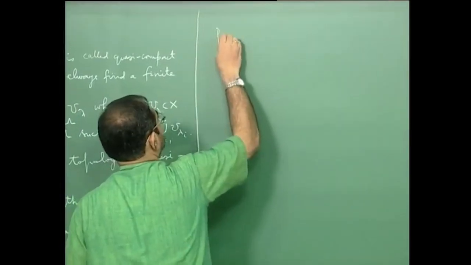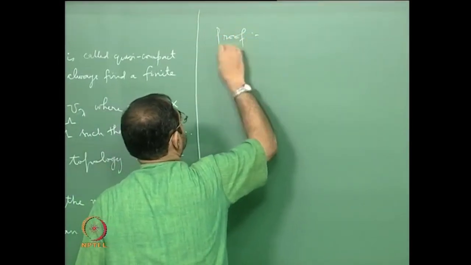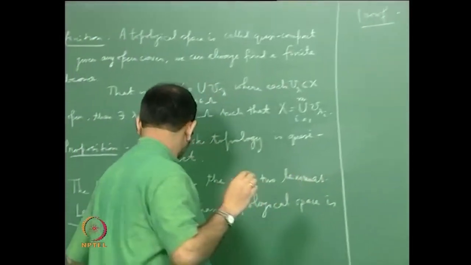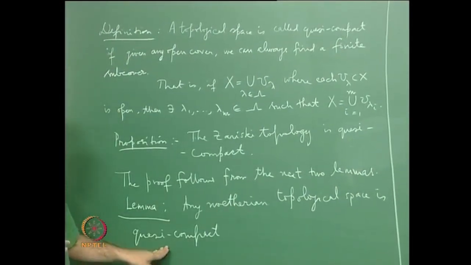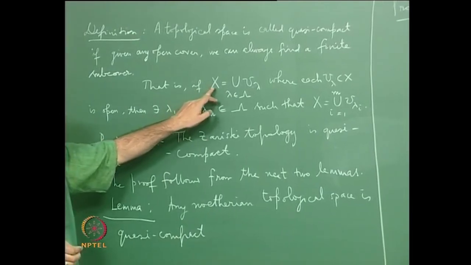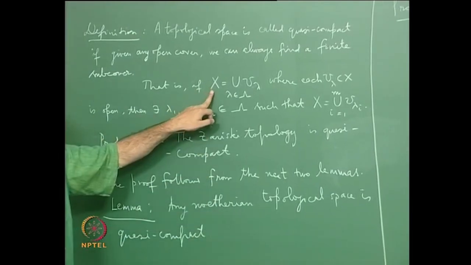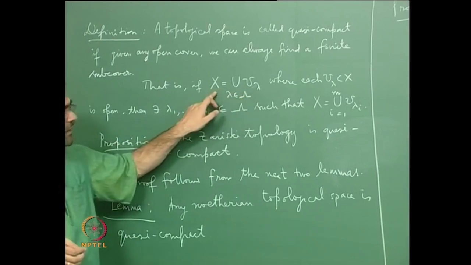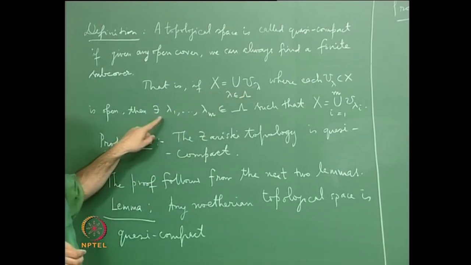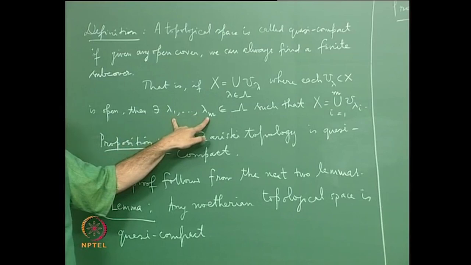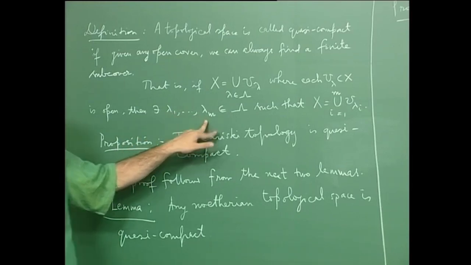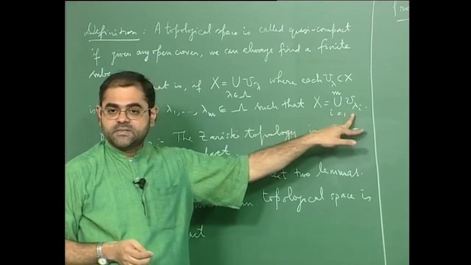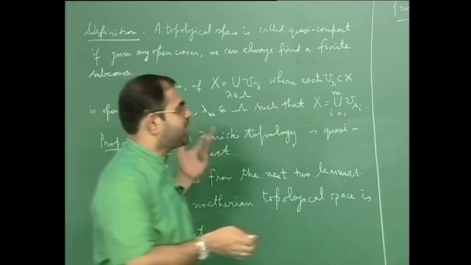Proof. Well, what do I have to show? I have a topological space which is Noetherian, and I have to show it's quasi-compact. So I assume that the topological space is called X, and that U_lambda is an open cover for X. I have to cook up a finite subcover. I have to find finitely many indices lambda such that the union of the corresponding finitely many U_lambda is also equal to X.